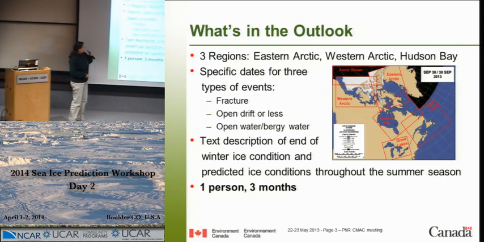So the 3 main regions that we forecast for in the Canadian Arctic are the Eastern Arctic, Western Arctic, and Hudson Bay. The specific types of things that we forecast are divided into what we call events, which are dates of fracture, dates of open drift or less. So that's 4 to 6 tenths of ice concentration or less, and less than 1/10 of ice, although there may be icebergs present. And the other type of thing that we forecast is concentration. General concentration, seasonal average concentration.